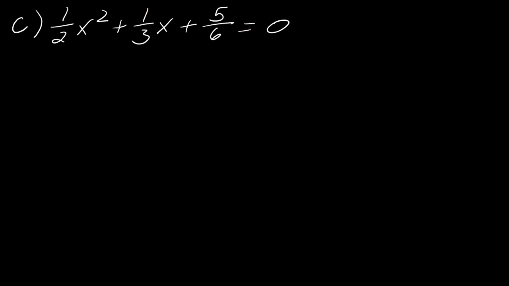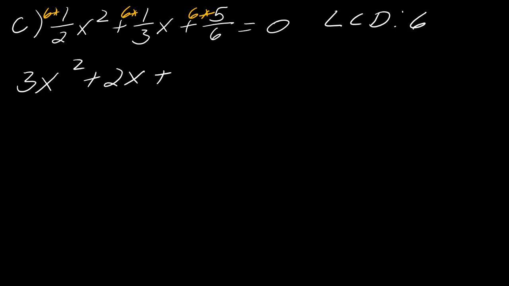So the trick here, hopefully you already know what I'm going to say. The trick here is to find the LCD of all fractions. That's been a really consistent theme in our class. So the LCD of all fractions will be 6. And so then I'm going to multiply every single fraction by 6 to get that this is 3x squared plus 2x plus 5 equals 0. Okay, so once again, I really want to encourage you to finish this one on your own and then just hit play when you think you've got it.